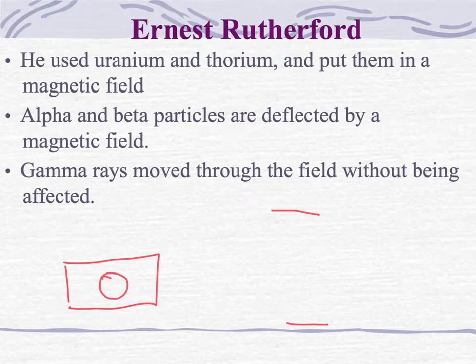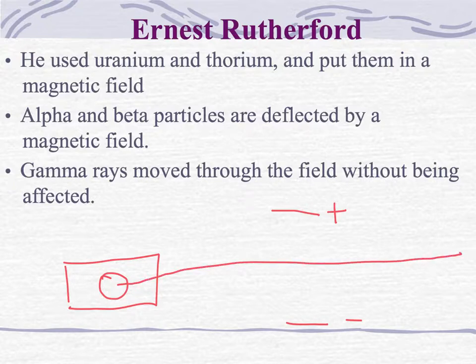And what he did was he put this through a magnetic field. So a magnetic field means that it has a positive plate and it has a negative plate. What he discovered was the radiation from the uranium and thorium, when it was put through this magnetic field, he noticed that there were some rays that passed straight through, and some of the rays bent up towards the positive plate, and then some of the rays were bent down towards the negative plate.